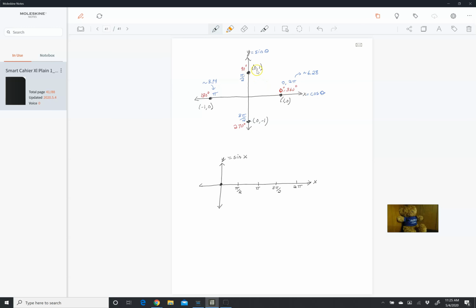The sine of pi over 2 is 1. We take the y value. So here's 1. Sine of pi over 2 is 1. The sine of pi is 0. We're taking the y value. The sine of 3 pi over 2 is negative 1. We take the y value. And finally, the sine of 2 pi, which brings us all the way around the circle, okay, is 0.